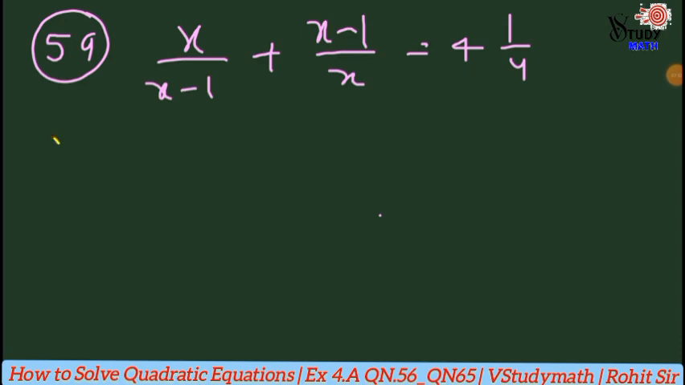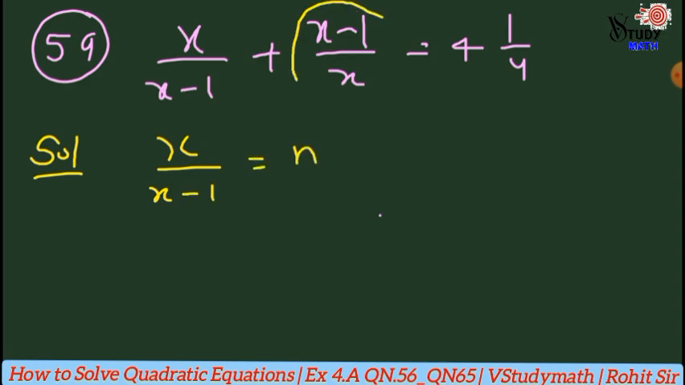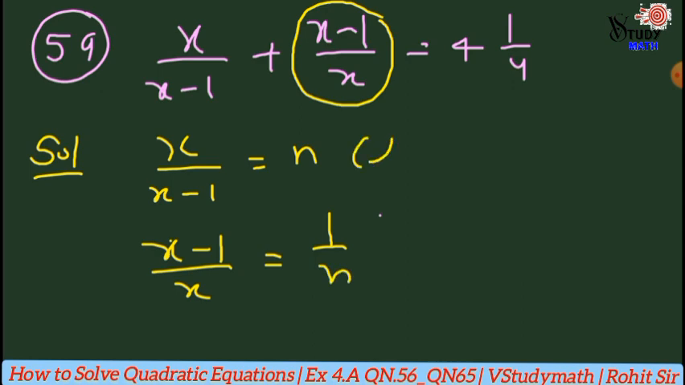So now before solving this problem, we just assume x upon x minus 1 is equal to n. And in the second term you can see it is the reciprocal of x upon x minus 1. Then x minus 1 upon x can be written as 1 upon n. This thing we have let. I hope you understand this strategy.